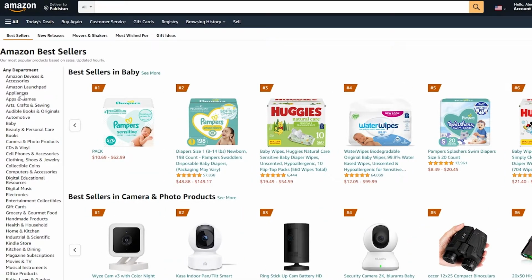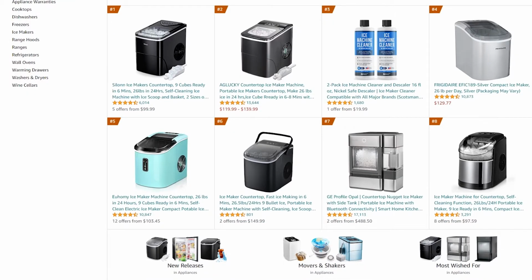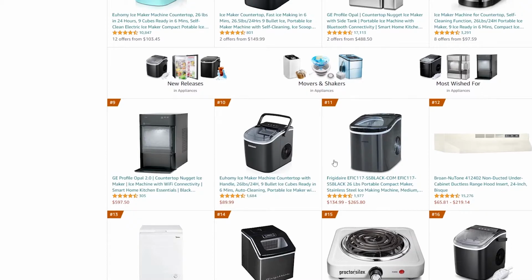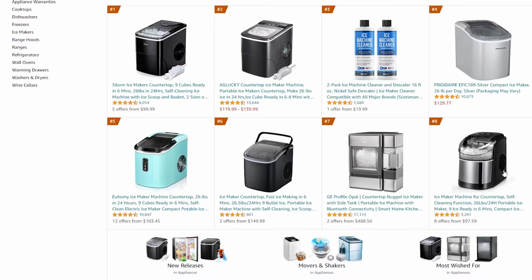So if you want to find products in appliances, then over here these are appliances. Usually appliances sell much better. So over here, as you can see, we have this one right here, 9 cubes ready. This is like a self-cleaning ice machine with ice scoops. So this one is going for $100, $120 over here. This one is for $129, $130. So you can see you can sell these for like $10 more than what they are.